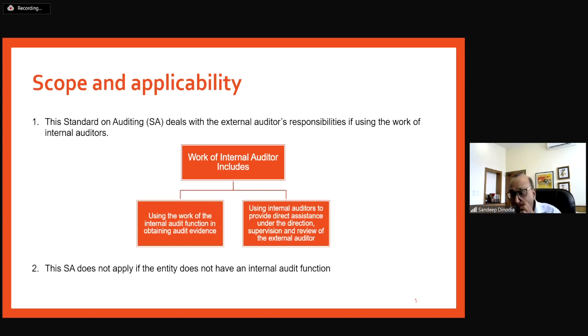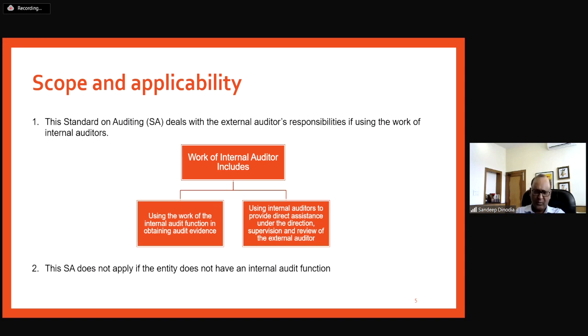So friends, using the work of the internal auditor can be of 2 types. One, when we use the work of the internal audit function in obtaining audit evidence, which is where we are evaluating the internal audit reports. We are interacting with the internal auditor to understand how he has done the work, what processes he has followed, what conclusions he has drawn, and whether he had actual objectivity while he did this, and based on his conclusions and findings, how it will affect the formation of an audit opinion by the external auditor.